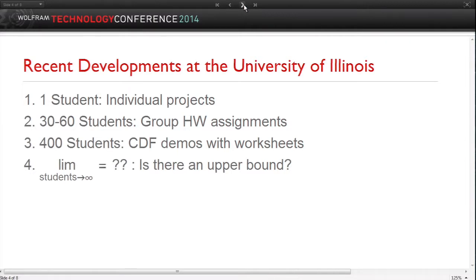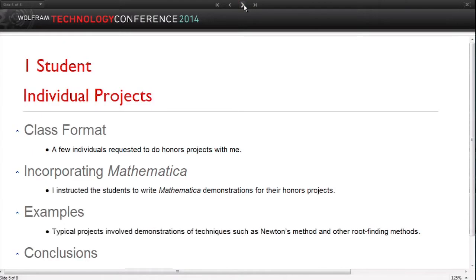But then at the end, I want to challenge the idea that there has to be a cap on the number of students you can reach. And I think that we have a lot of potential as users of Mathematica to reach more students than we are doing right now. And I'll talk about that at the end of this. So first, what happens when you have individual students?